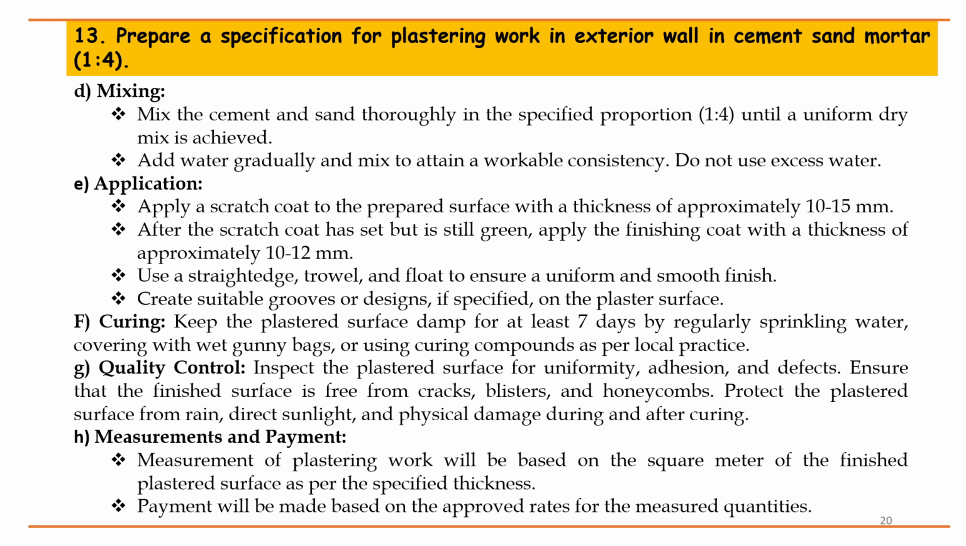E. Application. Apply a scratch coat to the prepared surface with a thickness of approximately 10 to 15 mm. After the scratch coat has set but is still green, apply the finishing coat with a thickness of approximately 10 to 12 mm. Use a straight edge, trowel, and float to ensure a uniform and smooth finish. Create suitable grooves or designs, if specified, on the plaster surface. F. Curing. Keep the plastered surface damp for at least 7 days by regularly sprinkling water, covering with wet gunny bags, or using curing compound.